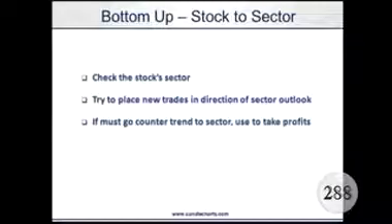And then if we have to go counter to the sector, so let's say the bank index is moving down and we want to buy Bank of New York. What I would do is, if I get a bullish signal in, say, Bank of New York, I would use that to exit a trade rather than go into a new trade, because you're going counter trend. Okay? So I'll show you an example.